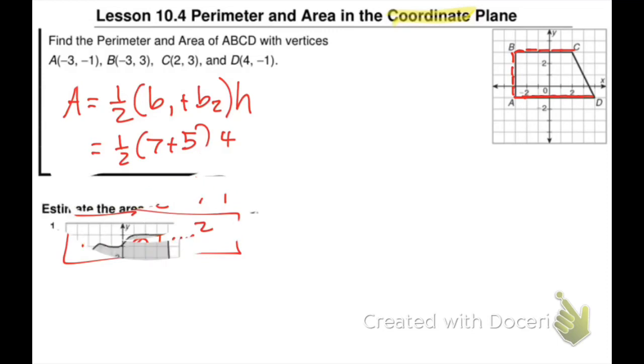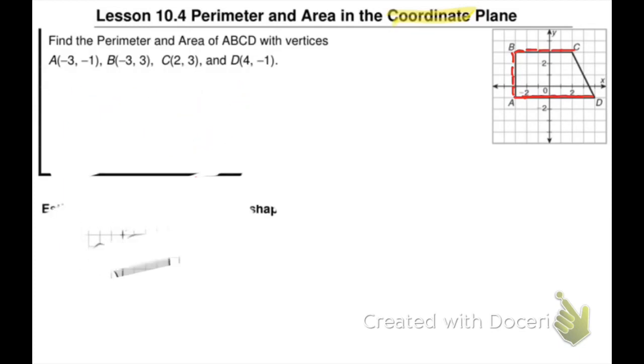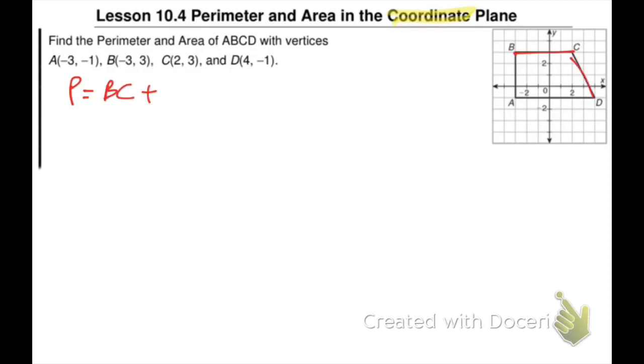Now let's go ahead and look at the perimeter. Let me delete this, cover this back up. Now let's calculate the perimeter. Remember, the perimeter is just the distance all the way around the shape. So this is fairly easy to do because all you have to do is count. I can count each side. The perimeter is equal to BC plus CD plus DA plus AB.